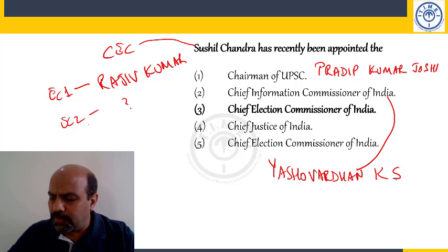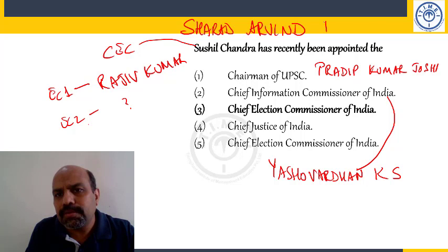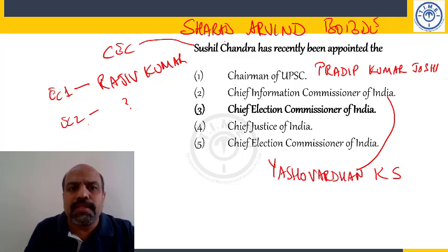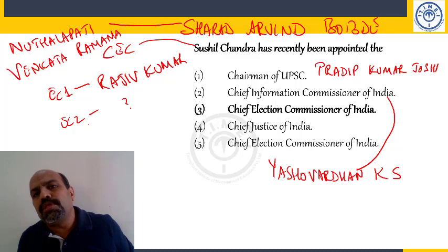Next, we have Chief Justice of India. Currently, as of now, when I am discussing this, it is Sharad Arvind Bobde. The next Chief Justice of India would be Nutalapati Venkataramana. That's a Telugu name.